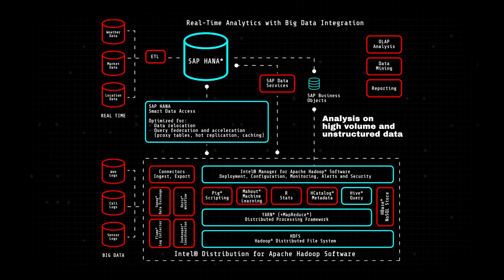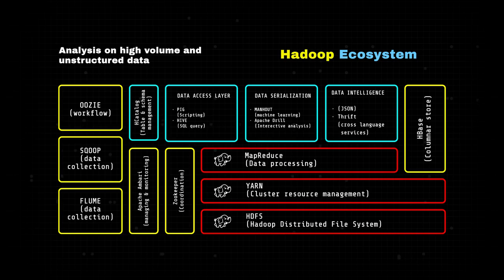The SAP HANA Smart Data Access connector has been engineered and optimized by Intel and SAP to simplify and accelerate data sharing and query execution across both platforms. As a result, analysts can achieve fast query results across petabytes of structured and unstructured data. Many organizations that collect, process, and analyze big data turn to NoSQL databases as well as Hadoop and its companion tools.